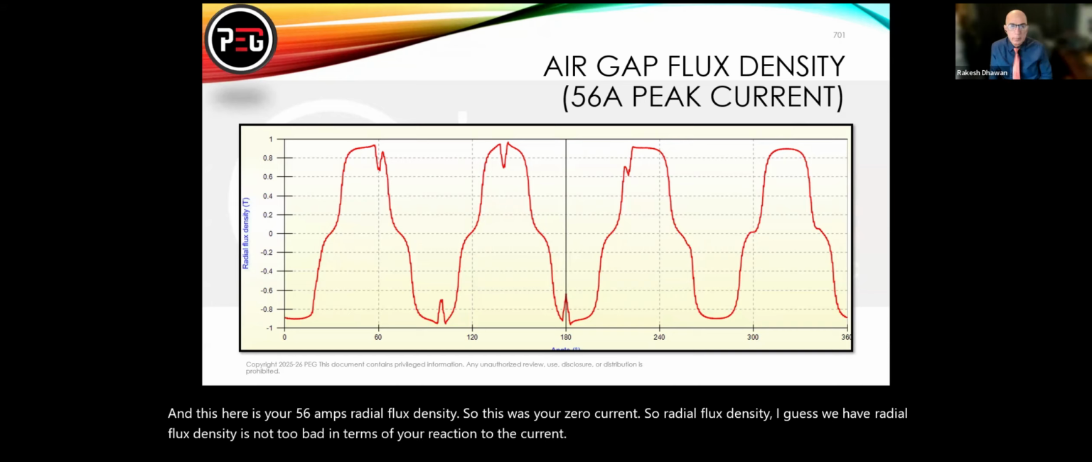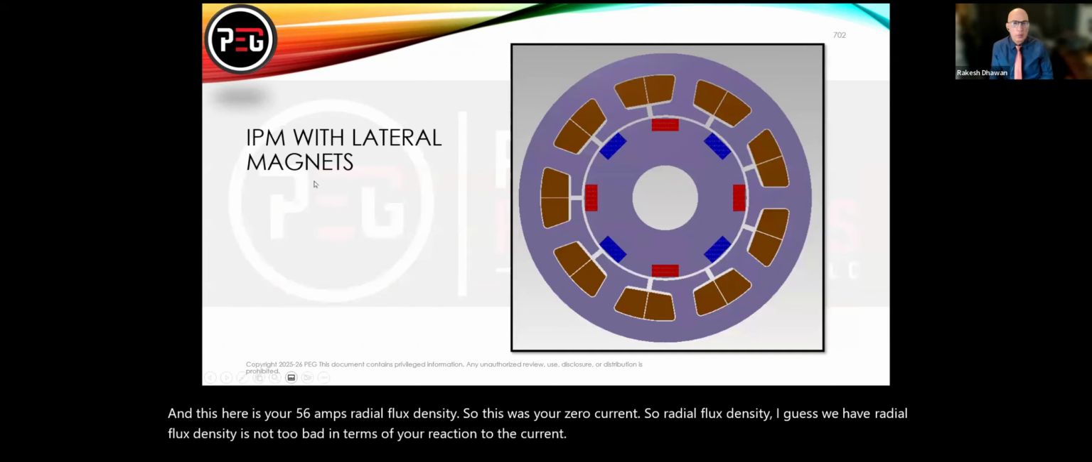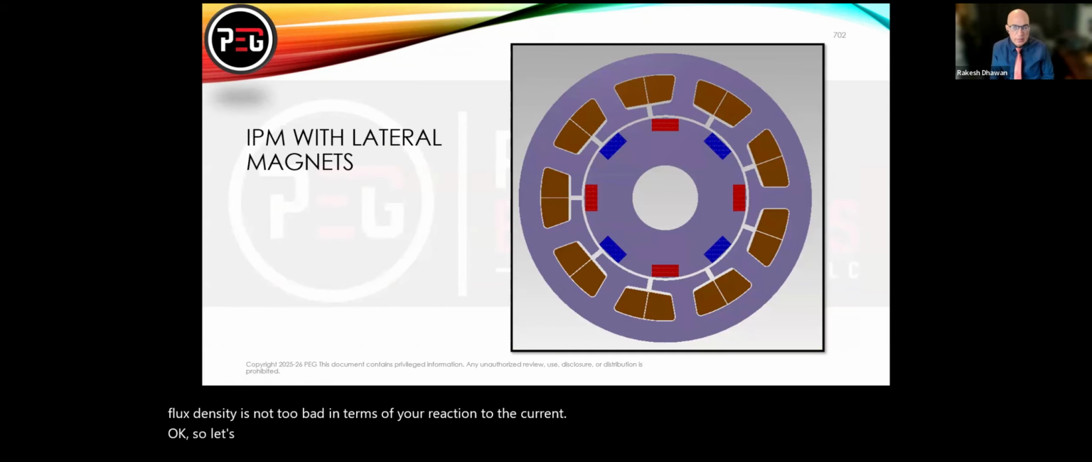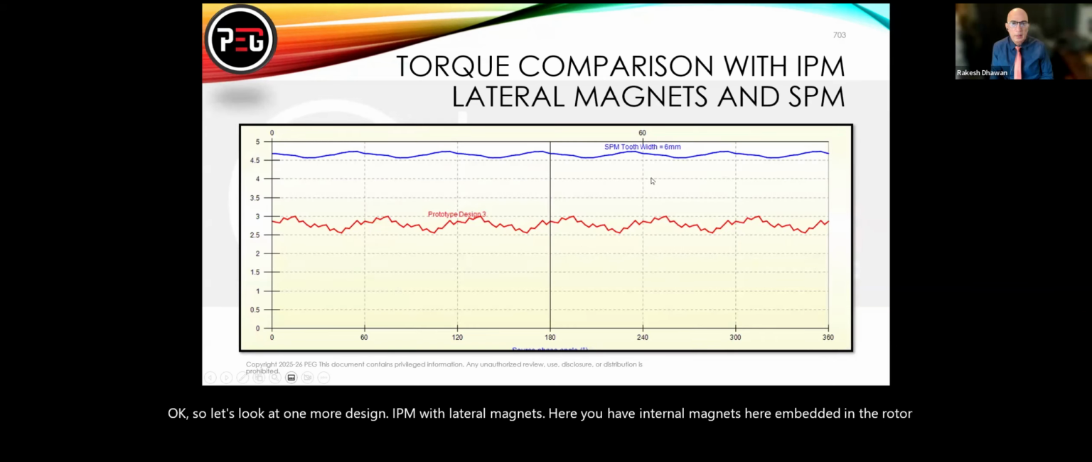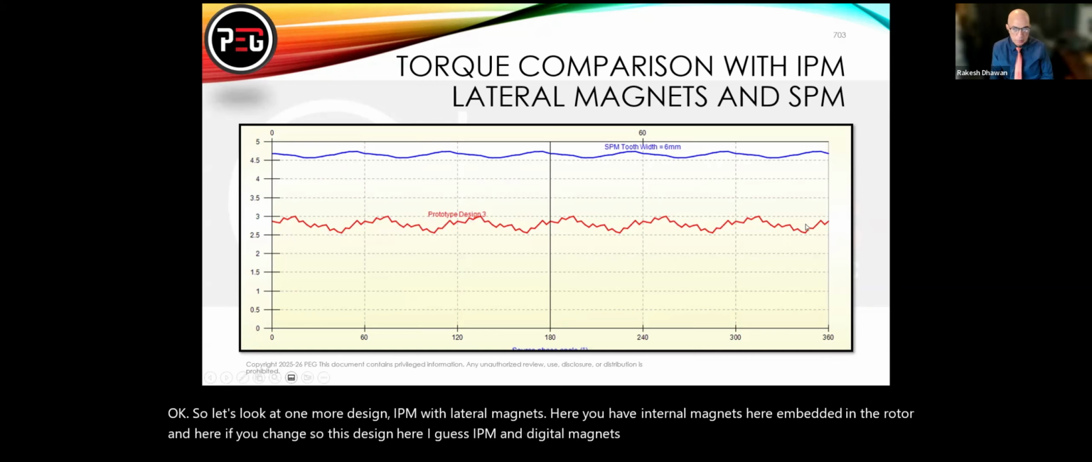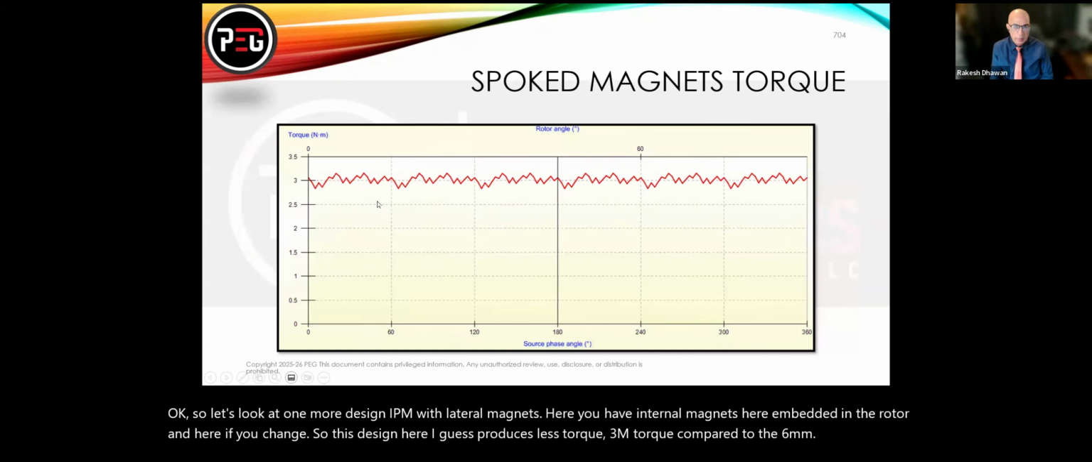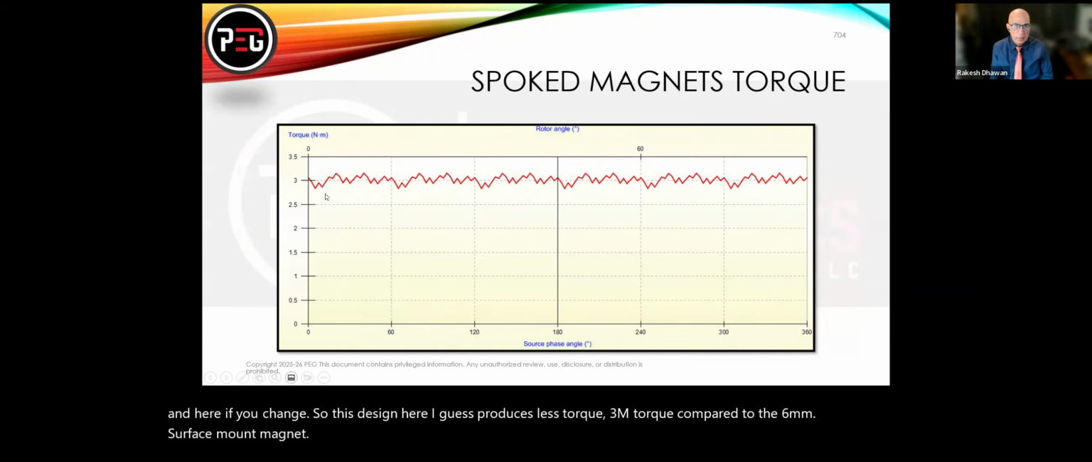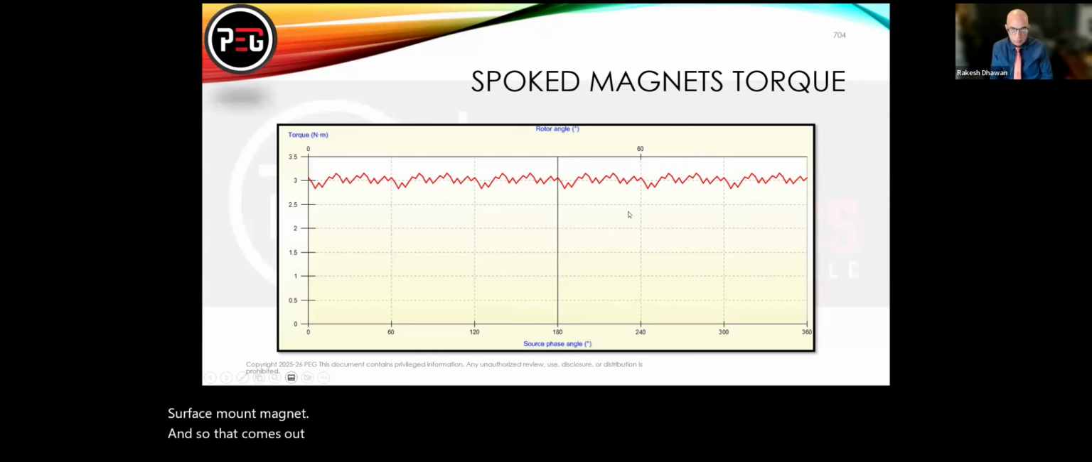Okay, so let's look at one more design, IPM with lateral magnets. Here you have internal magnets embedded in the rotor. And here we change. So this design, I guess the IPM, produces less torque, 3 newton-meter, compared to the 6 millimeter surface mount magnet.